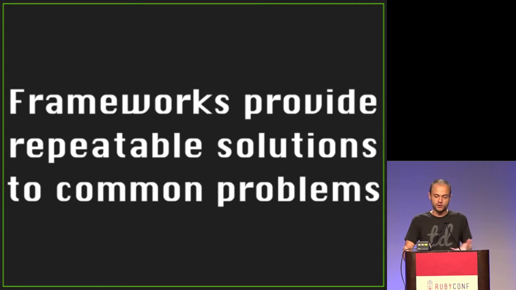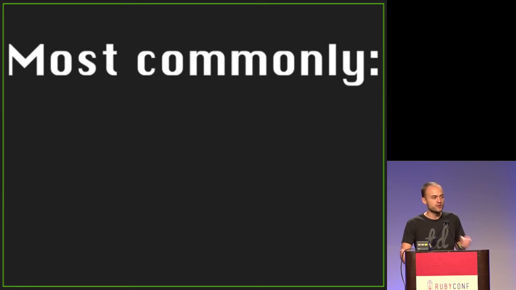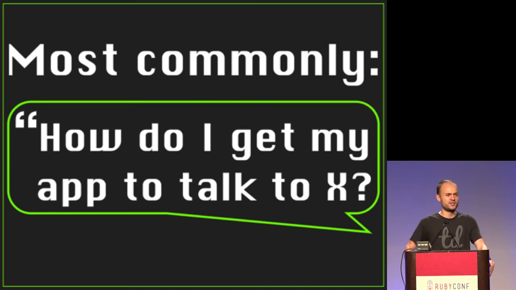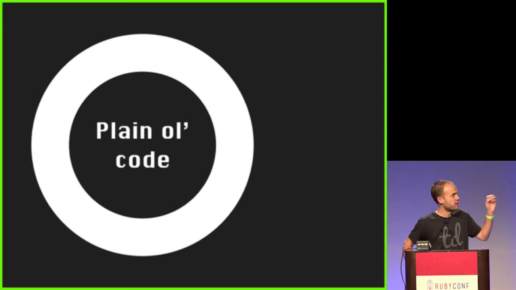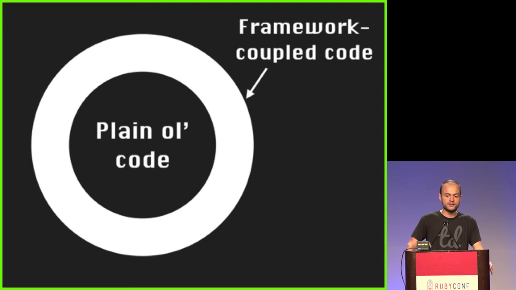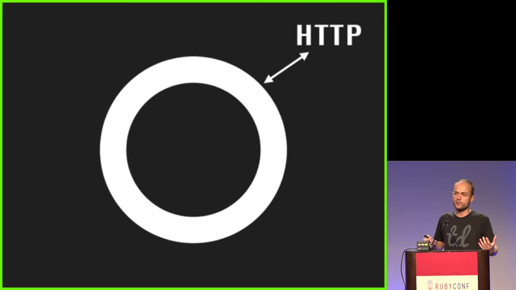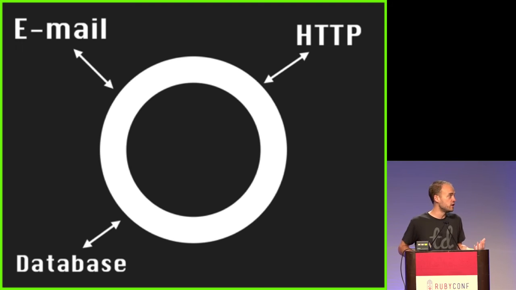So before we wrap up on test isolation, I want to talk about application frameworks. Because frameworks are cool. They provide repeatable solutions to common problems that we have. But the most common category of problems that we deal with are, how do I get my app to talk to X thing? They're integration concerns usually. So if we visualize our application as like some juicy, plain old code in the middle and some framework-coupled code around the periphery, then maybe your framework is providing you with an easy way to talk HTTP or email or other cool stuff.